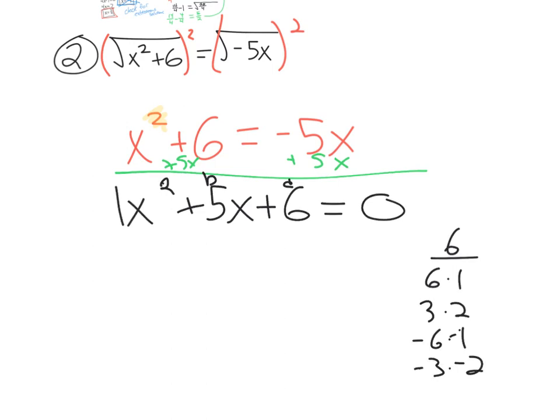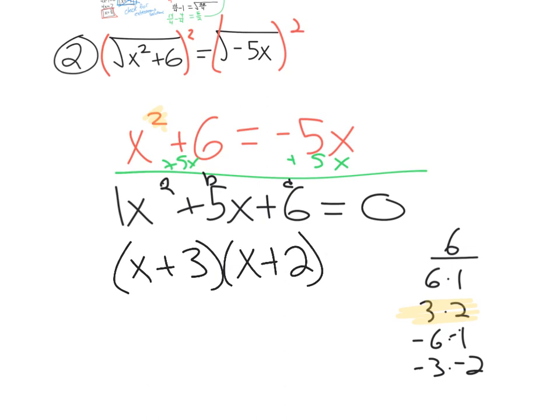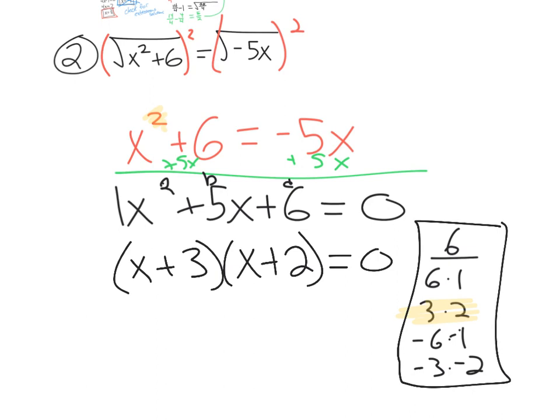Okay, what are the factors of positive 6 that add up to positive 5? And that would be 3 and 2. Okay, so now I'm just going to write it as x plus 3, x plus 2, using the two factors that I found that were factors of 6 and add up to my b term.